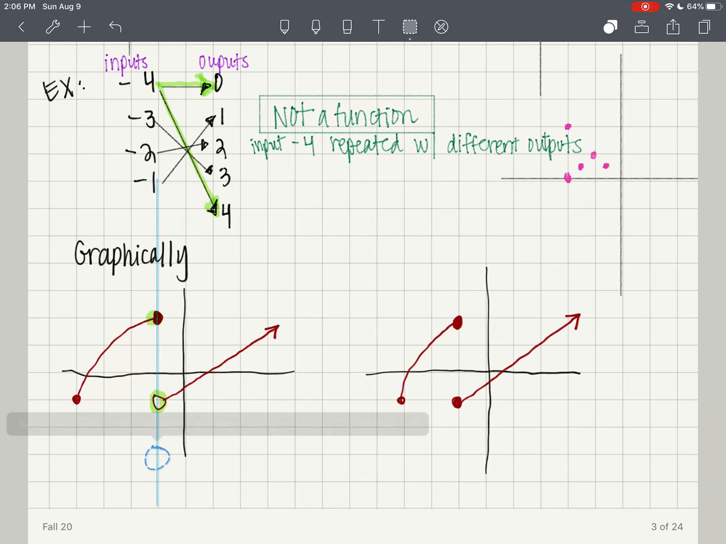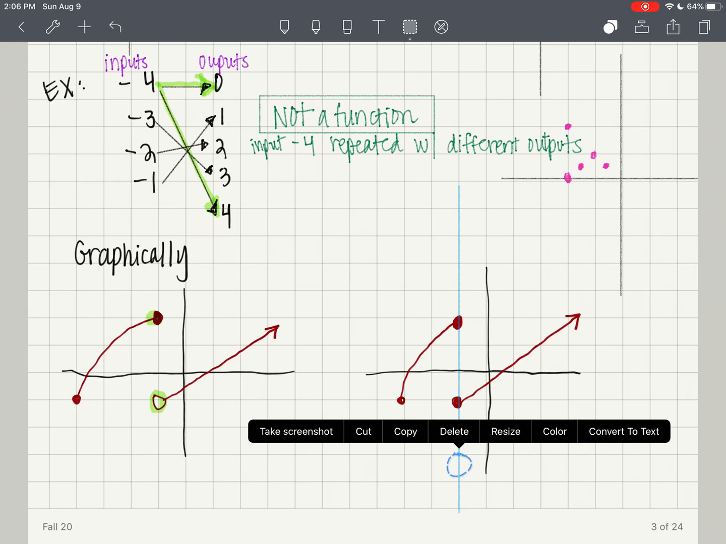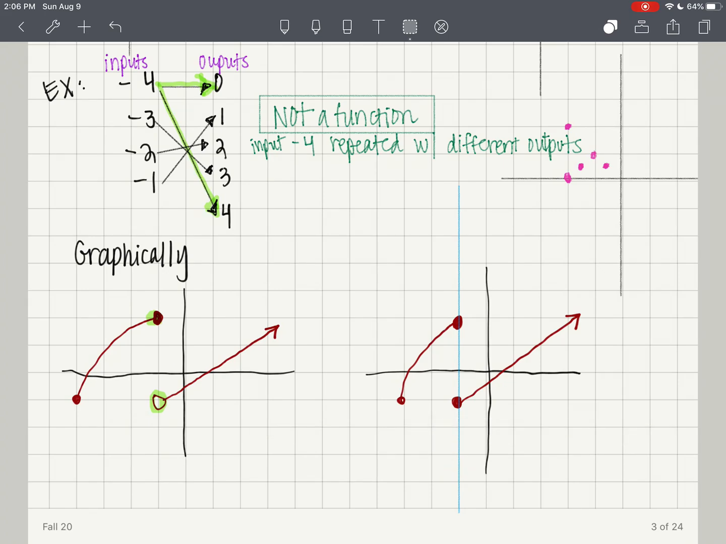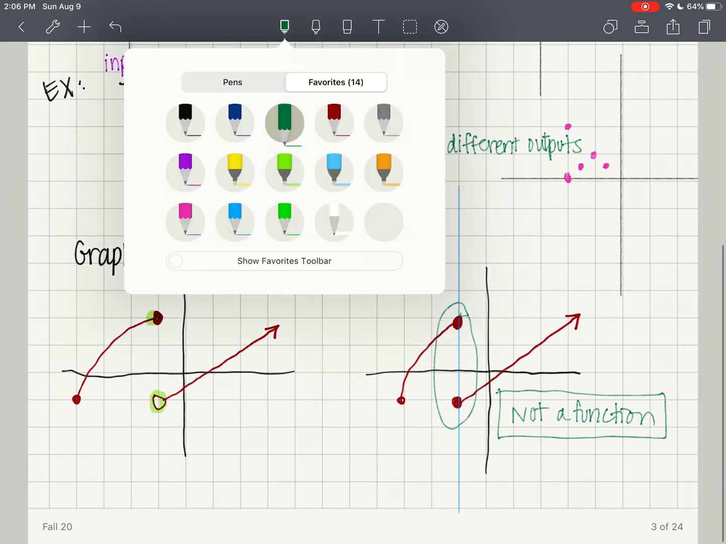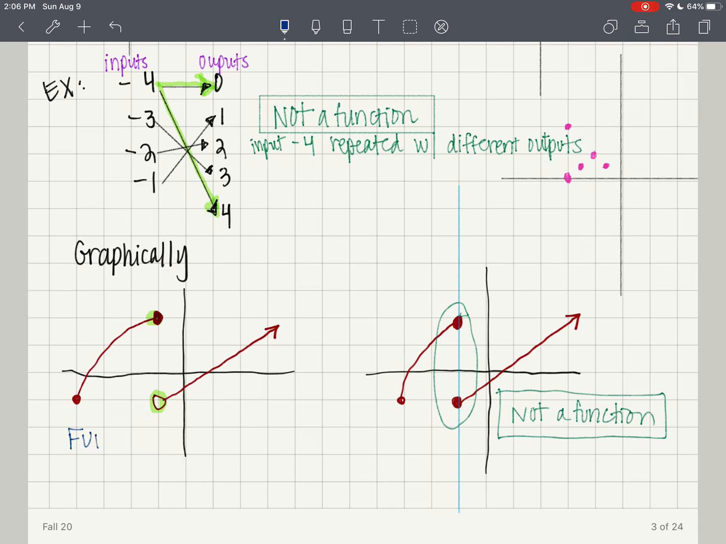Now I'm going to explain this a little bit better over here. So it passes, it passes, it passes, it passes. It's the same picture almost, except right here you can see the same input gives you two different outputs, a positive one and a negative one with the same input. Therefore, the one on the right is not a function. And usually what I do is I circle the location where it fails. This way I can see with my eyes where it failed. This one on the left is indeed a function.